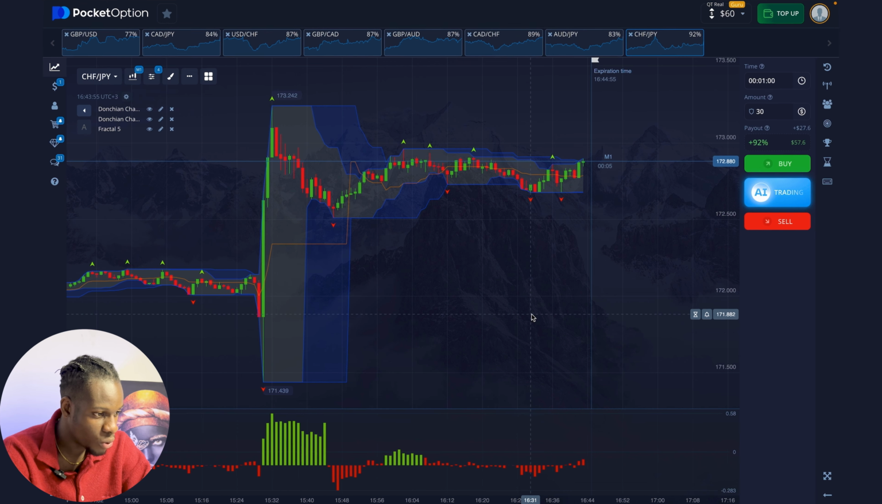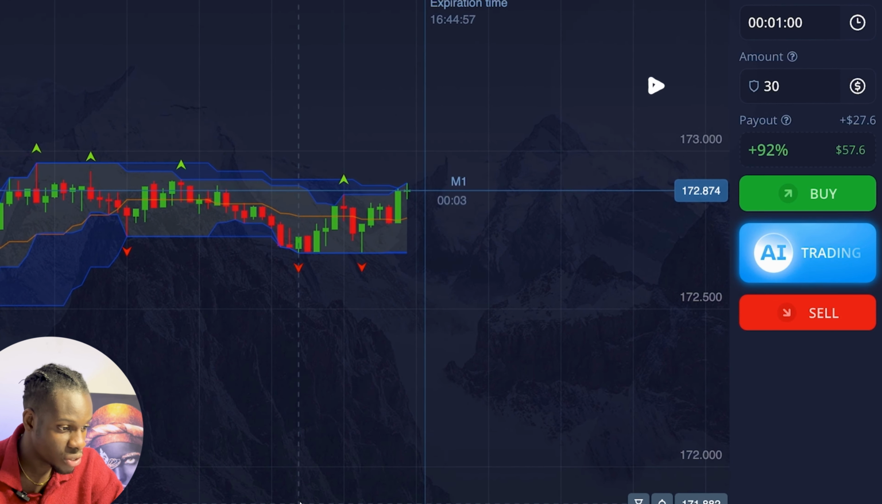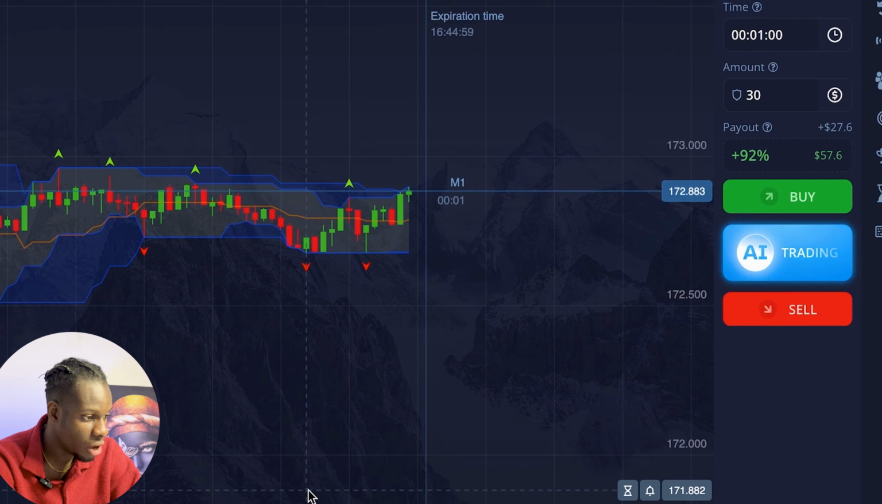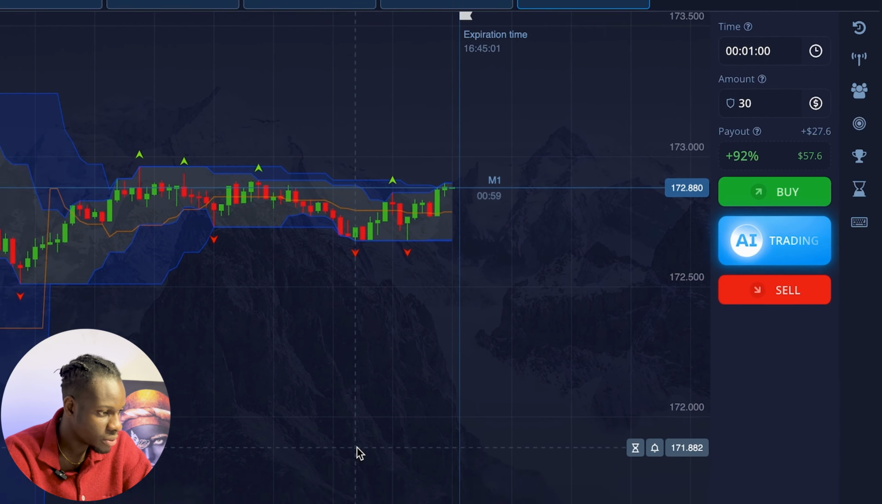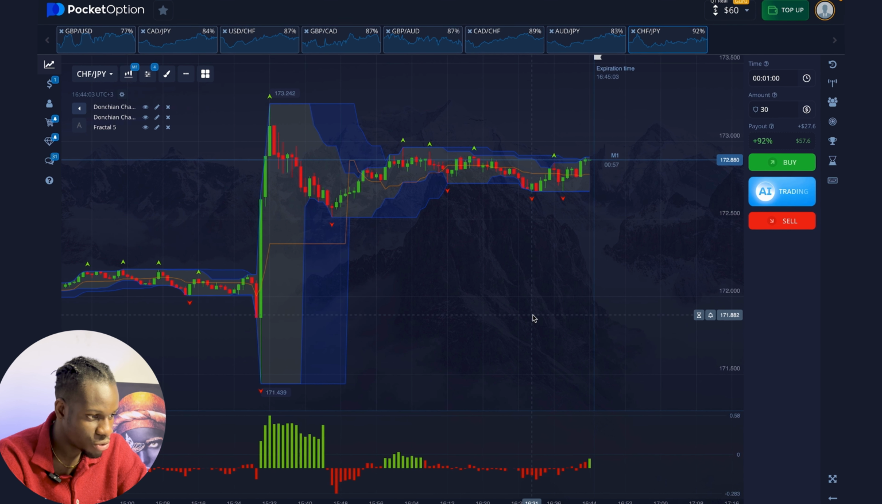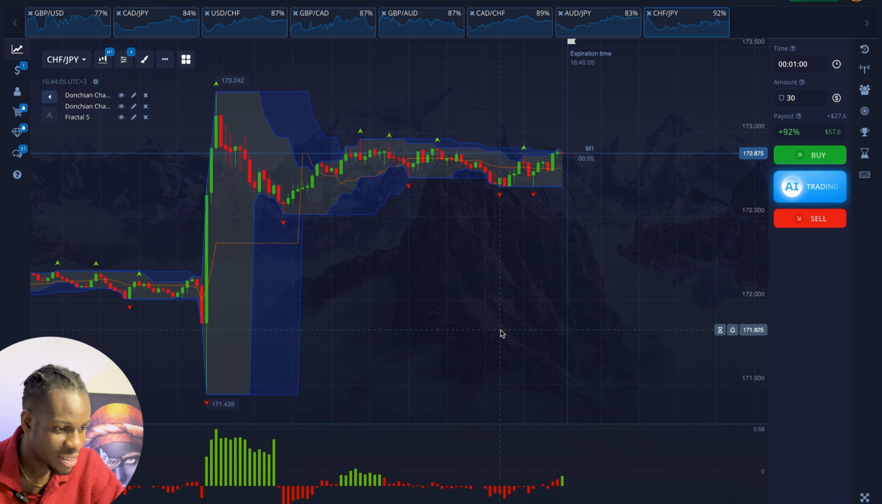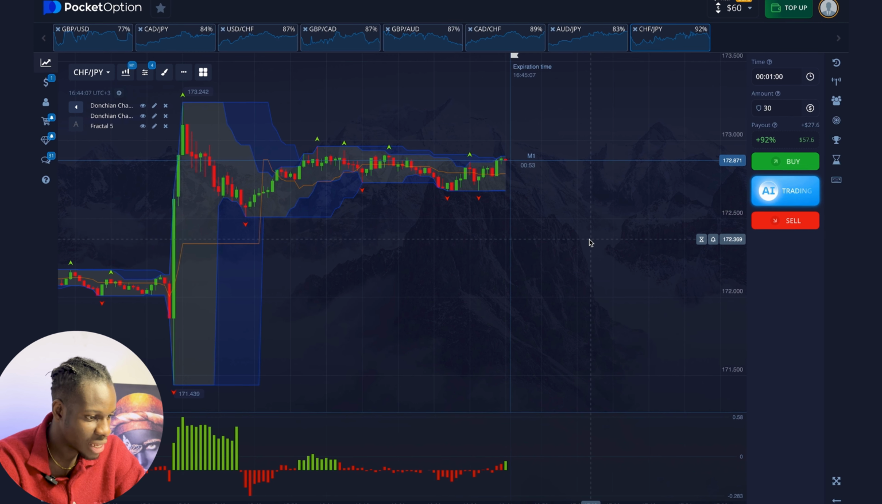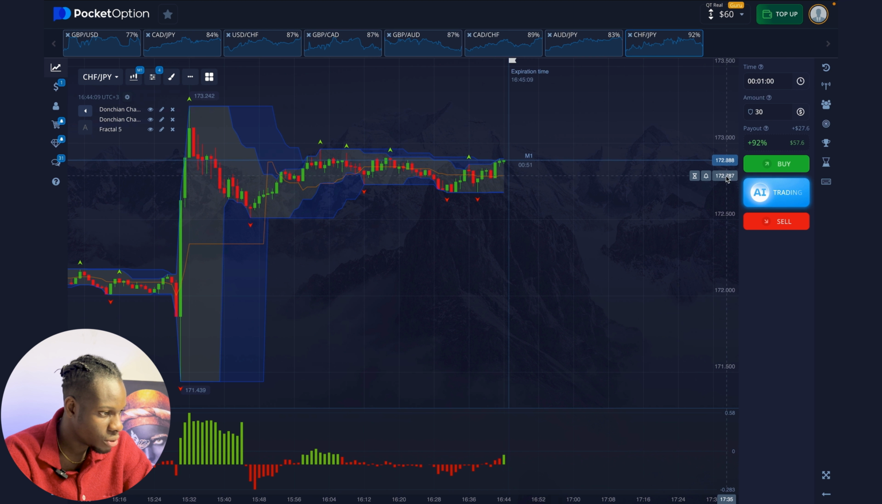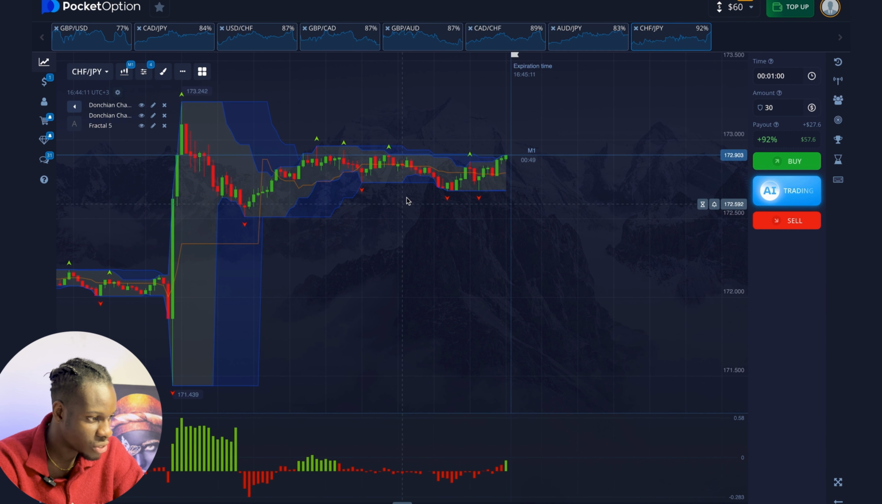And we're going to start with a balance of $30, and each of our trades will be on the 1 minute time frame. I love to trade in the 1 minute time frame. That's it for the setup. Let's check which trade we can start with.